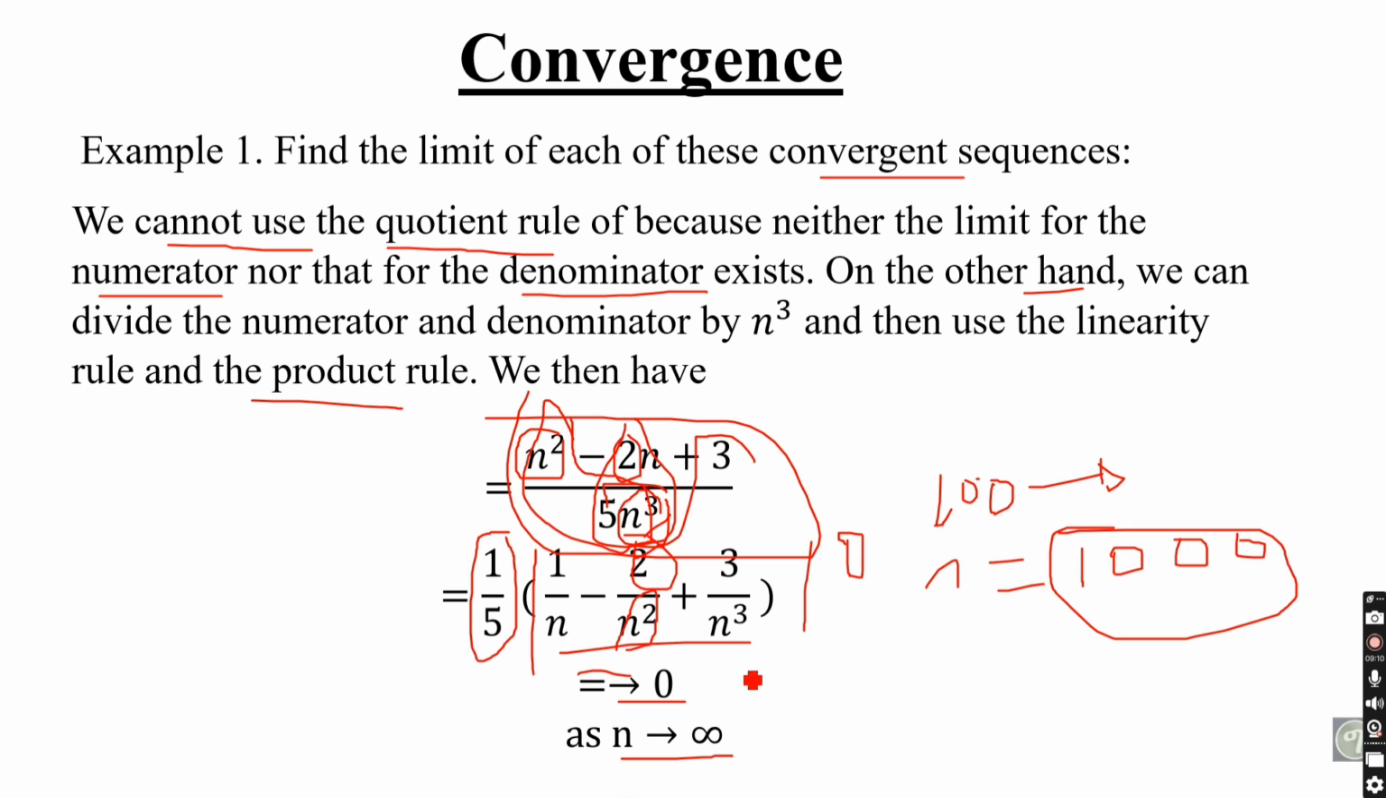So as n approaches infinity, the whole sequence approaches 0. This is a convergent sequence, because it converges to a single number, which is 0, as n goes to infinity.